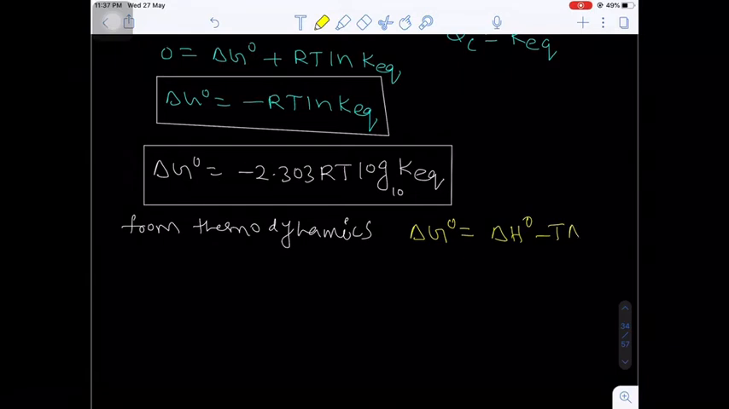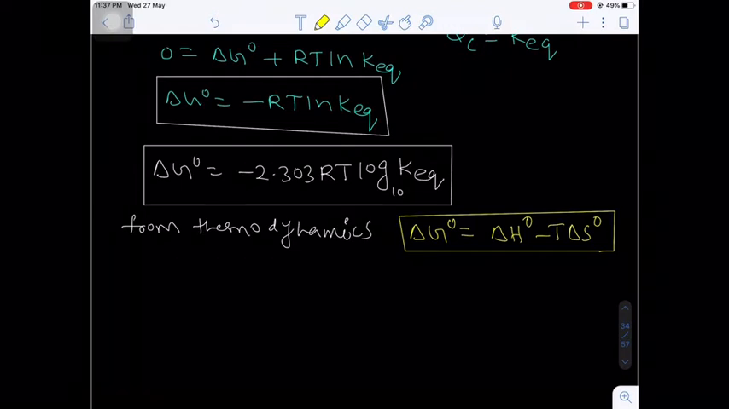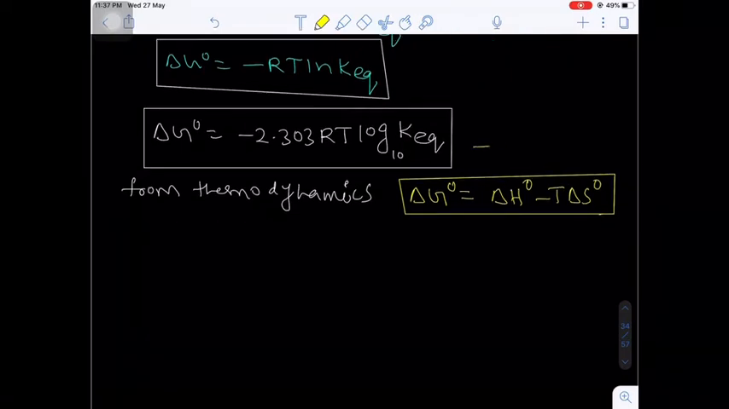Delta G naught is equal to delta H naught minus T delta S naught. This is the standard condition. What is delta G naught? Gibbs energy change in the standard condition. Delta H naught is the change in enthalpy under standard condition. Delta S is the change in entropy. Superscript 0 is nothing but standard condition.